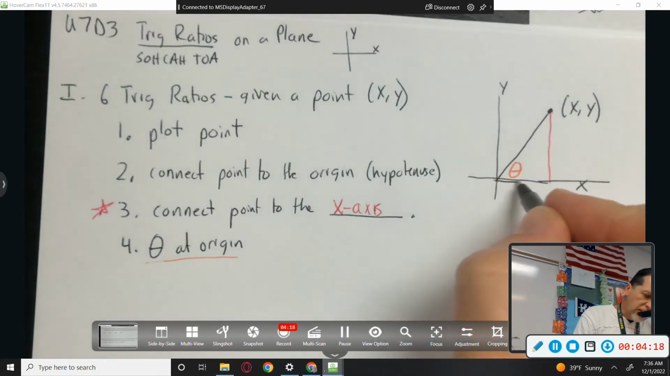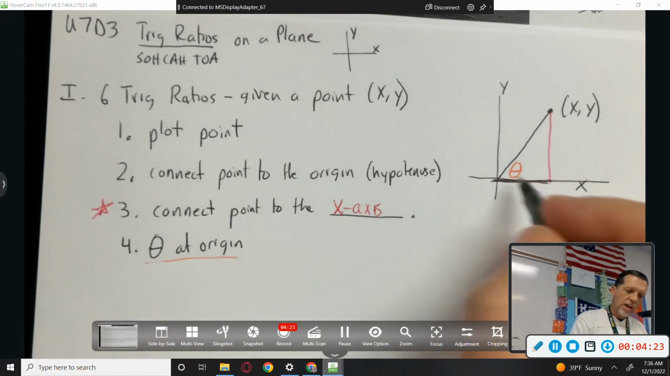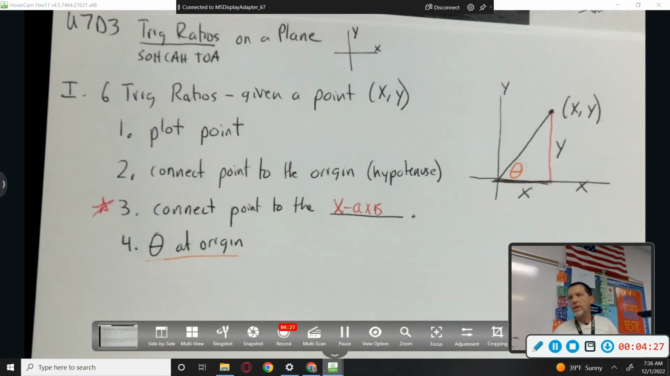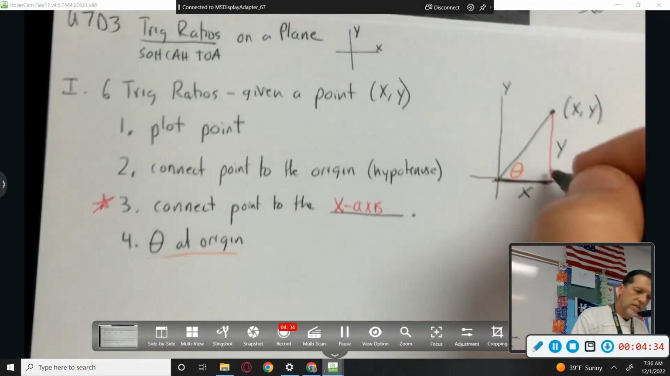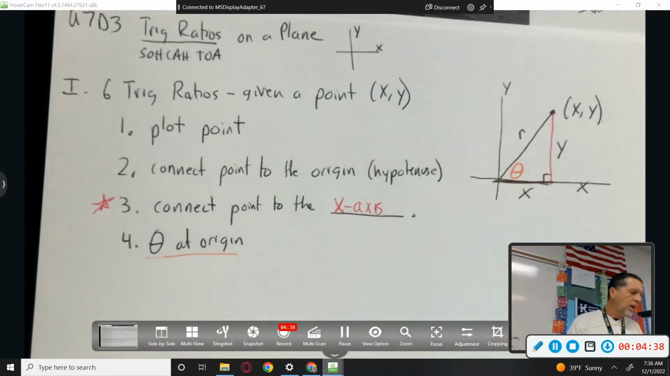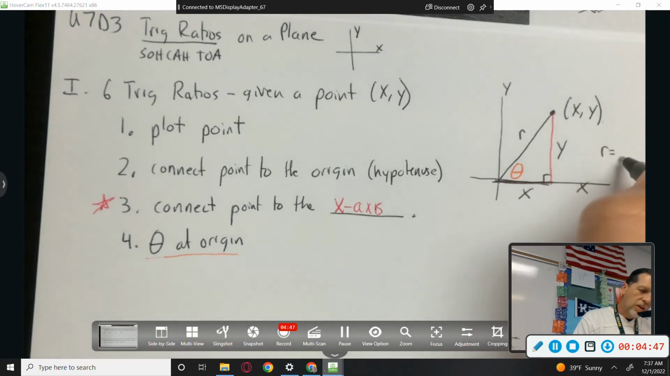So let's see, this distance, if our point is xy, we went over x and up y to get to the point. So x and y are two of the legs of the right triangle. And the hypotenuse we call r. I guess we'll learn tomorrow why we really call it r. R for radius. And r is the square root of x squared plus y squared.